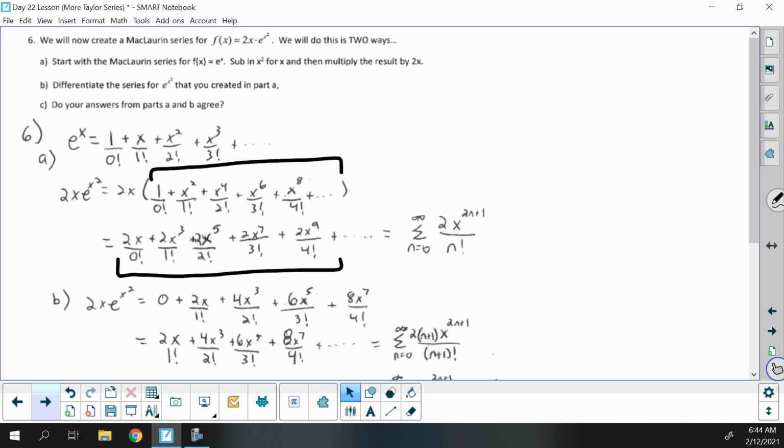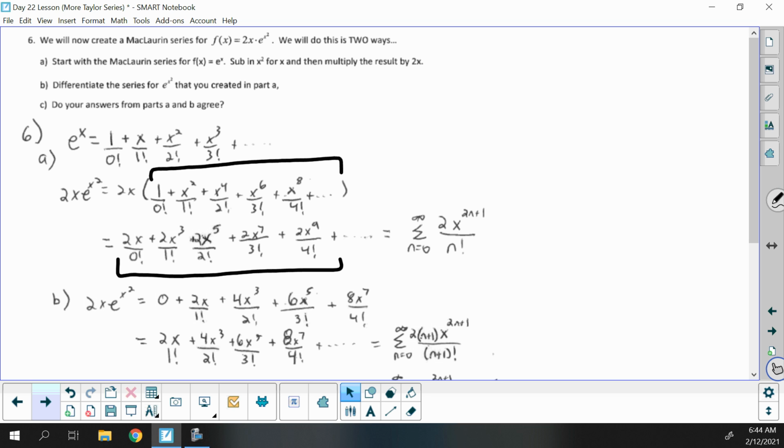Notice our factorials go 0, 1, 2, 3, 4, and so on. So we have n factorial on the bottom, starting with n equals 0. Everything has a 2, so just put your 2 out front. And then the x powers go 1, 3, 5, 7, 9. So think of that as jumping by 2, so we need a 2 as our coefficient of n. But when you sub in 0, 2n is 0, and we want 1, so you need a plus 1 as well.